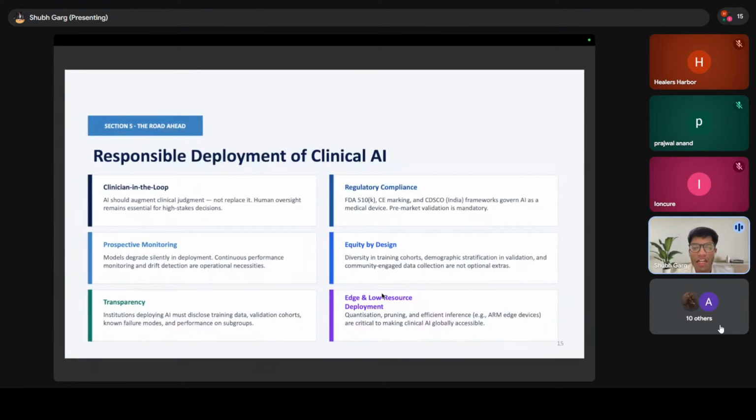Prospective monitoring: models degrade silently after deployment. Patient populations shift, equipment gets upgraded, new disease variants emerge. Continuous performance monitoring and statistical drift detection are operational requirements, not optional additions.